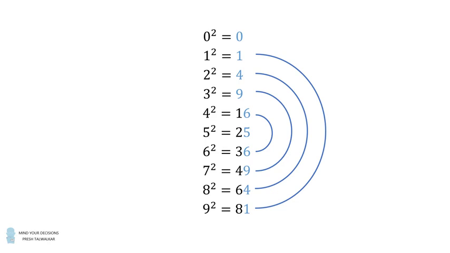The square of 0 ends in 0. That's different from all the other squares listed here. And the square of 5 ends in a 5, and that's different from all the other squares listed here.